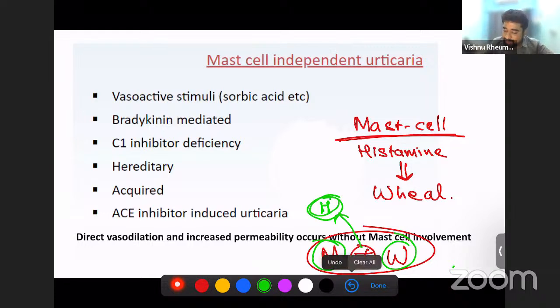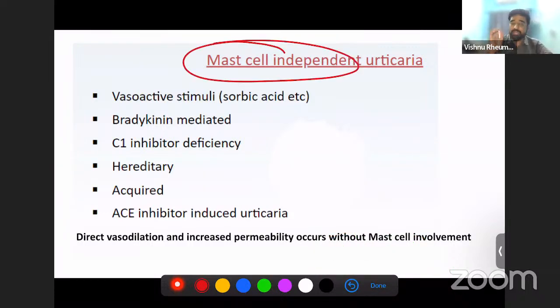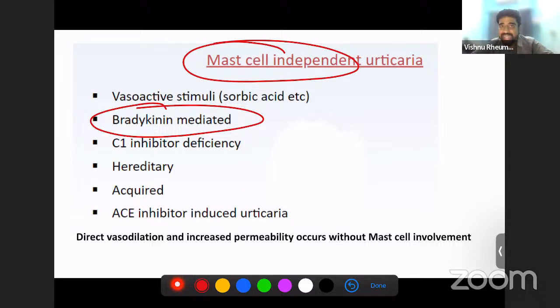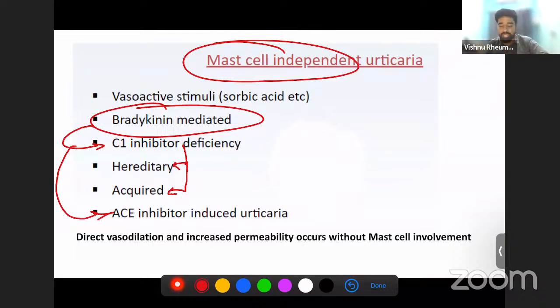So whenever somebody says mast cell independent urticaria, that basically means histamine is not being released. So this may be bradykinin mediated. Bradykinin is the second most important mediator leading to urticaria. This bradykinin mediated urticaria, which we'll discuss in a little more detail ahead, can be due to C1 esterase inhibitor deficiency, which can be hereditary or acquired, or due to ACE inhibitor induced urticaria. So bradykinin, because of these causes, can lead to mast cell independent urticaria.